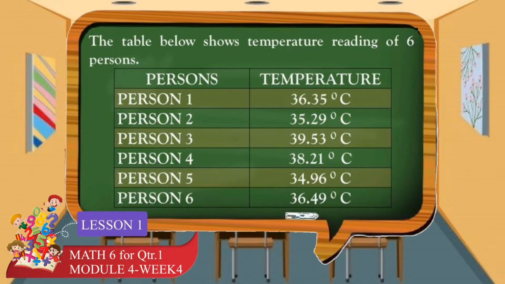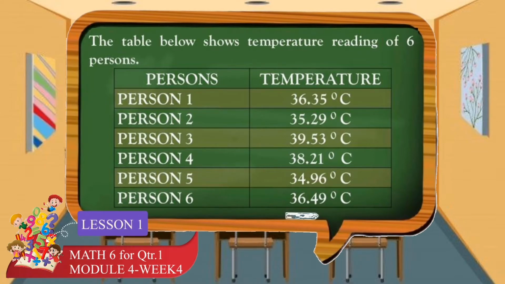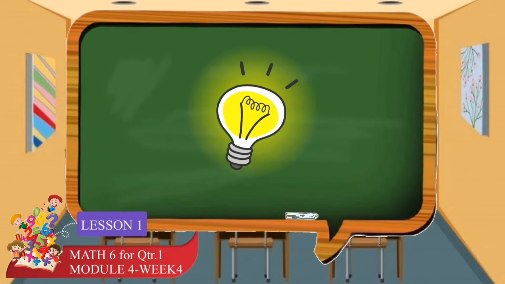If the normal body temperature is 37 degrees Celsius, what is the combined temperature of persons with fever? Combined means total, so we need to add. How much greater is the third person's temperature than the normal body temperature? As you can see, person 3 and person 4 has the temperature beyond 37 degrees Celsius. Here are the 3 steps that will help you solve the problem with possible answer.